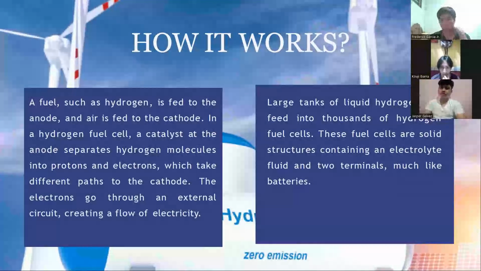Okay, so how it works. A fuel, such as hydrogen, is fed to the anode, and oxygen is fed to the cathode. In a hydrogen fuel cell, a catalyst at the anode separates hydrogen molecules into protons and electrons, which take different paths to the cathode. The electrons go through an external circuit, creating a flow of electricity.